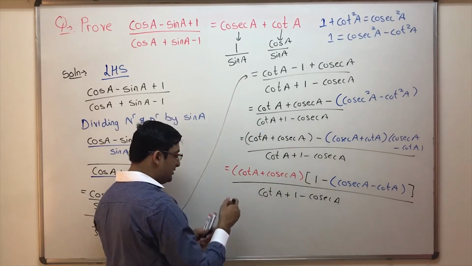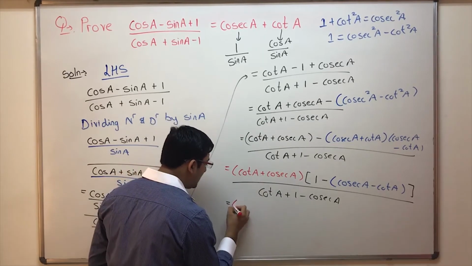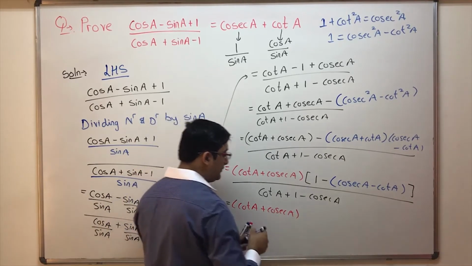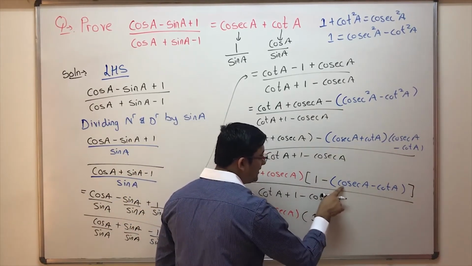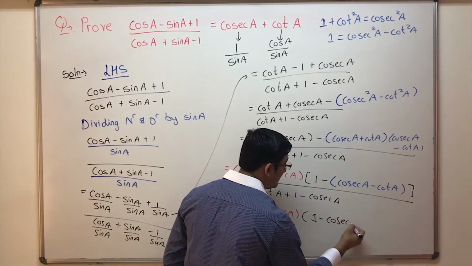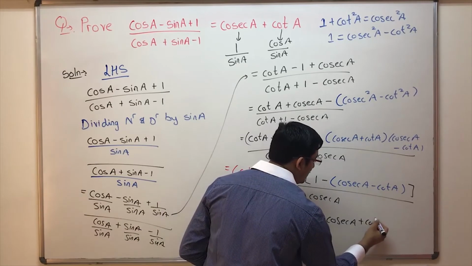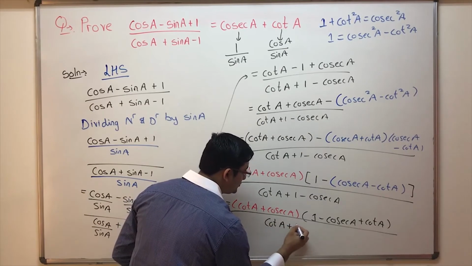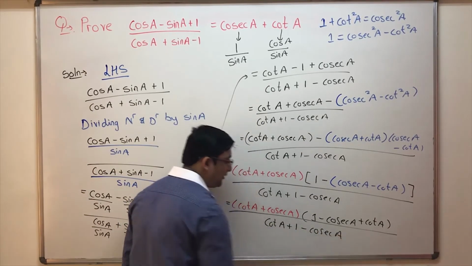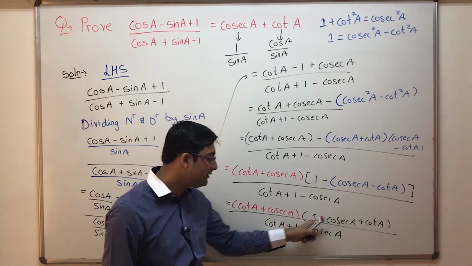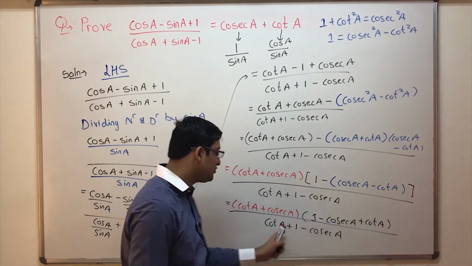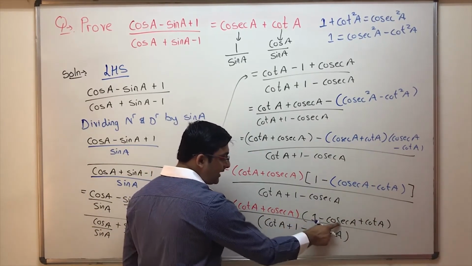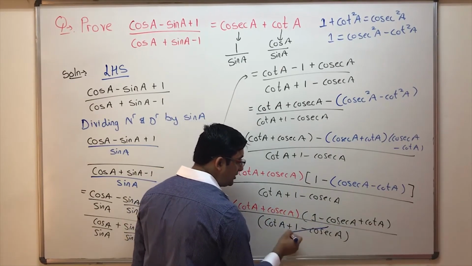Now we'll just open the bracket over here. So this is equal to cot A plus cosec A into 1 minus into plus cosec A minus cosec A, minus into minus plus cot A, upon cot A plus 1 minus cosec A. Now if you notice, plus 1 minus cosec A plus cot A plus cot A. So basically these two terms are exactly the same, so this and this cancel.